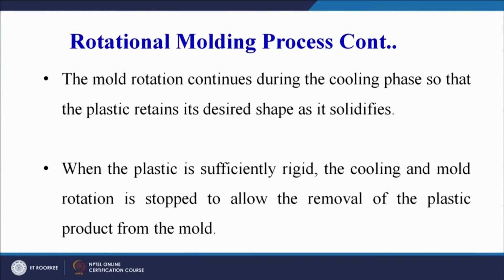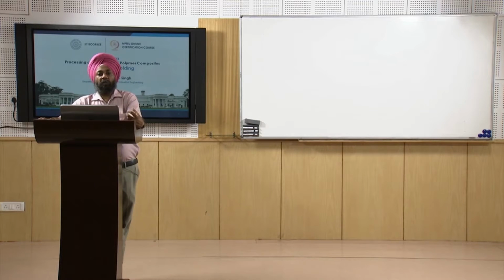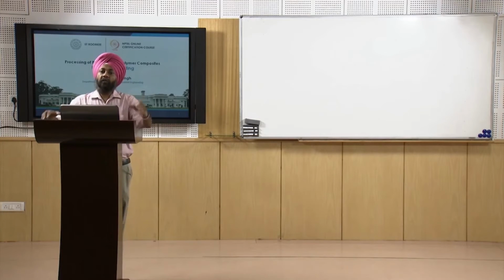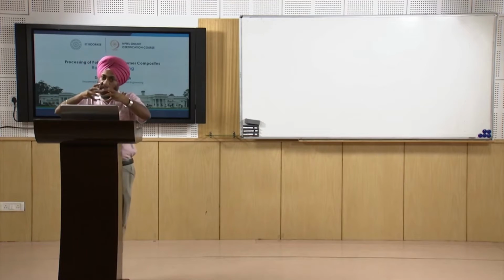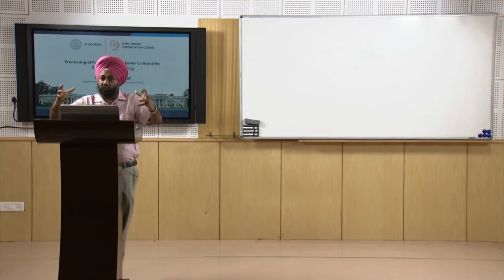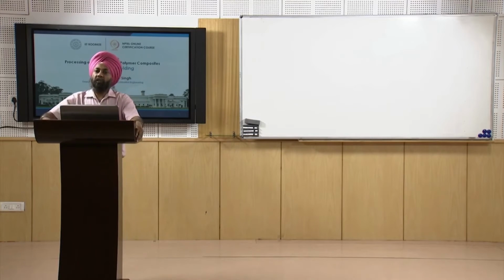When the plastic is sufficiently rigid, the cooling and the mold rotation are stopped to allow the removal of the plastic product from the mold. So before taking out the product, the rotation is stopped, the mold is opened, and finally the product is taken out from the mold. As it is a split type of mold, there is a provision for opening this mold and taking out the final product.